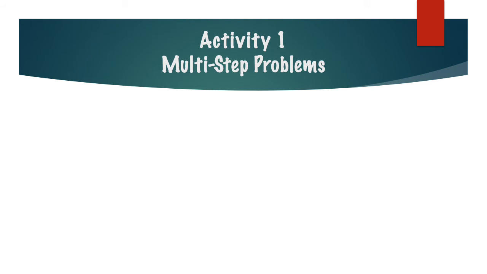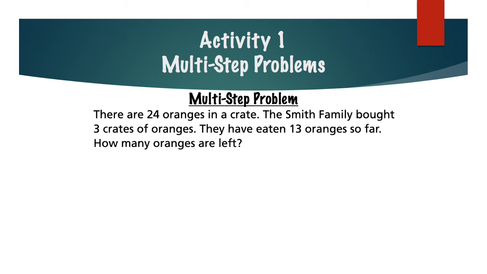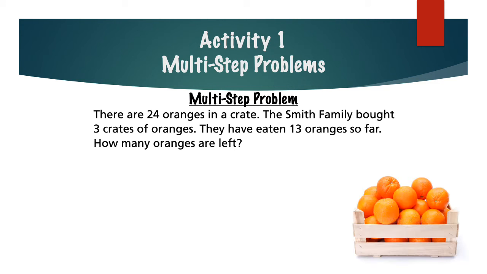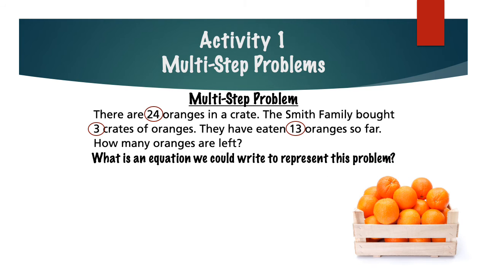Activity 1, multi-step problems. Let's take a look at this multi-step problem. We know that the Smith family bought 3 crates of 24 oranges each, and they have eaten 13 oranges so far. What is an equation that we could write to represent this problem? We could write 3 times 24 minus 13. What is the unknown quantity in this problem? In other words, what are we trying to find out?